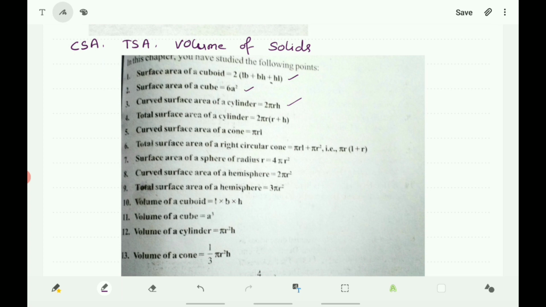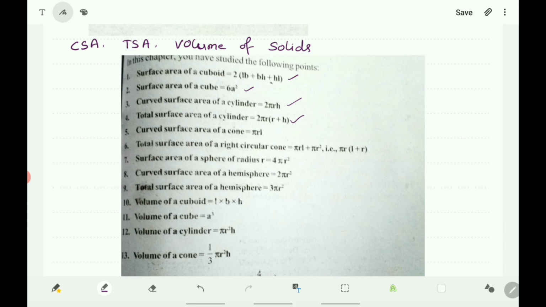Here L is the length, B is the breadth and H is the height. Surface area of cube is equal to 6A square. Here A is the edge of the cube. Curved surface area of a cylinder is equal to 2 pi RH. Here R is the radius of the base and H is the height of the cylinder. Total surface area of a cylinder is equal to 2 pi R into (R plus H).